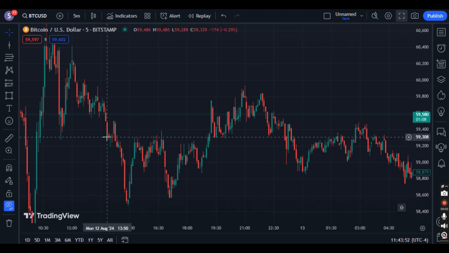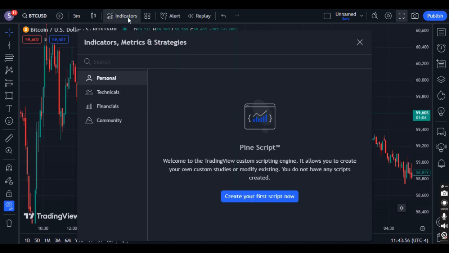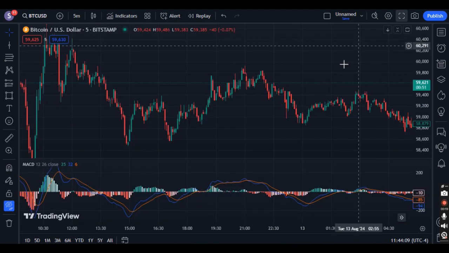Okay, let's first add the MACD indicator to our chart. So what you have to do is to click the indicators icon on the platform you are using and search for MACD. Now click this top one. Now we have added the MACD indicator to our chart.